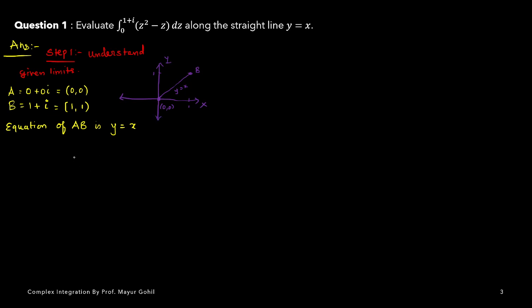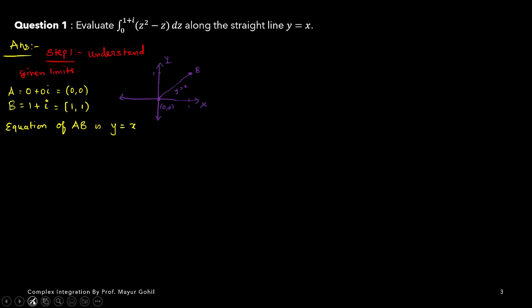Now, they have already told us the straight line is y equals x, and these limits which are given to us are aligning with what is told, so we need not worry now. From the limits we are able to get the points, and we have also got the equation y equal to x.